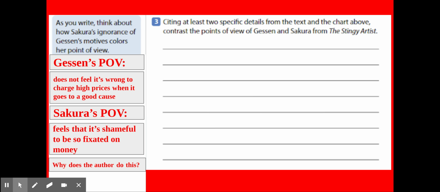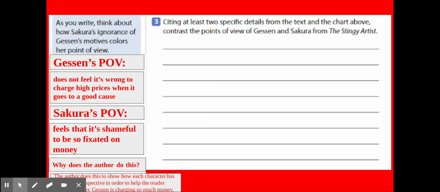Now, why does the author do this? Well, the author does this to show how each character has a different perspective in order to help the reader understand why Geeson is charging so much money. So that's the whole reason that we have this contrast, is to see why it's so important that we understand why he's doing it. And also it's so important why she's wasting it and doesn't get it. So now, you have hopefully all written that. Remember, if I'm going faster than you can write, you can pause me and catch up.